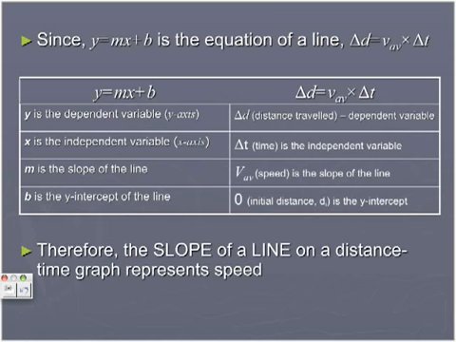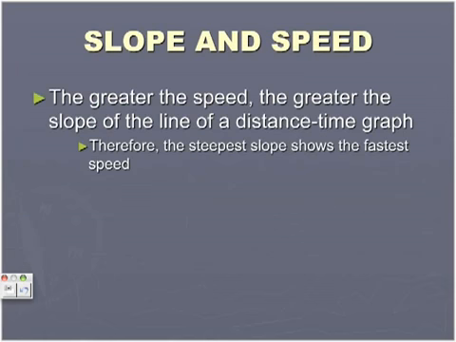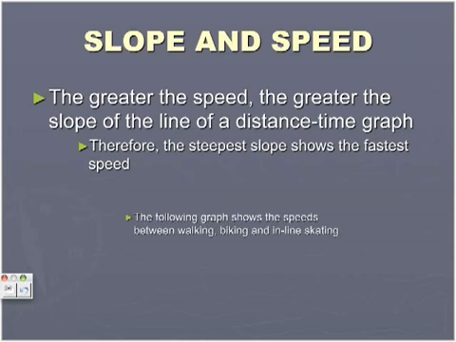So the slope of a line on a distance time graph represents the speed, or more importantly, the average speed if we're looking at a line of best fit. So very important: if you're graphing something, by calculating its slope, you can calculate its average speed. The greater the speed, the greater the slope of the line on a distance time graph. Therefore, the steepest slope shows the fastest speed. So the steeper the line, the faster the object is traveling.